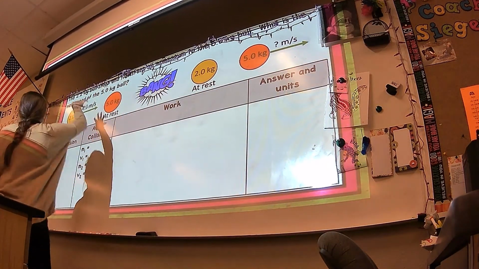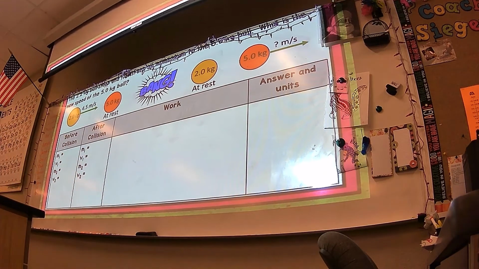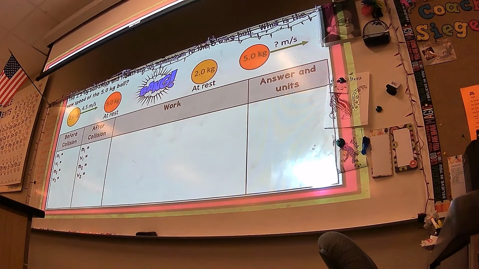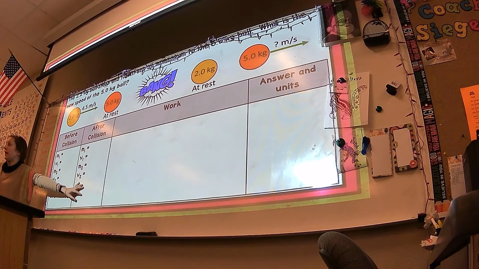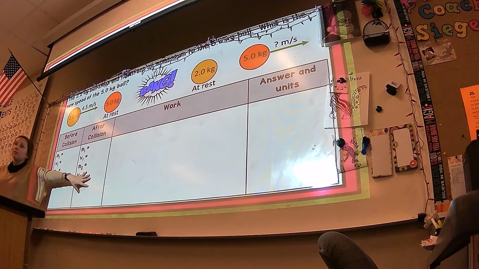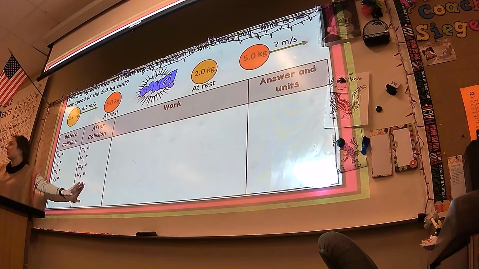I'm pretty much going to ignore the words and just look at the pictures. Okay? So, as we work through this, the most important part is the first step where you fill in these variables. If you mix these up, your answer is going to be wrong. So we've got to make sure that we're keeping these things straight.